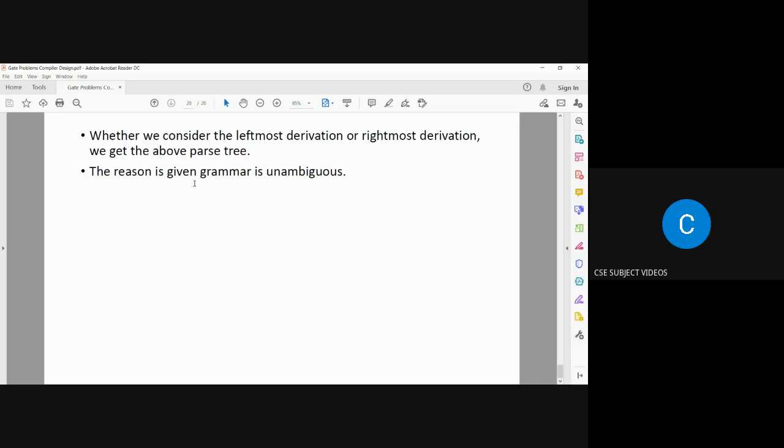So with this we come to our conclusion. I hope all of you are clear about these parsing problems: shift reduce parser, operator precedence parser, and leftmost and rightmost derivation, and how we can derive the parse tree or derivation tree.